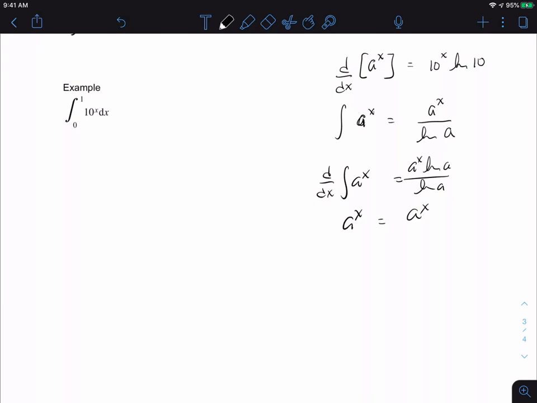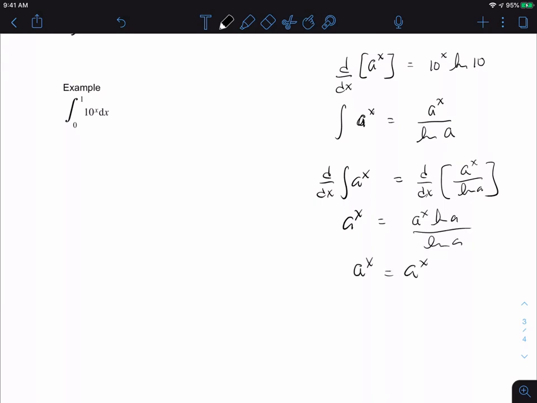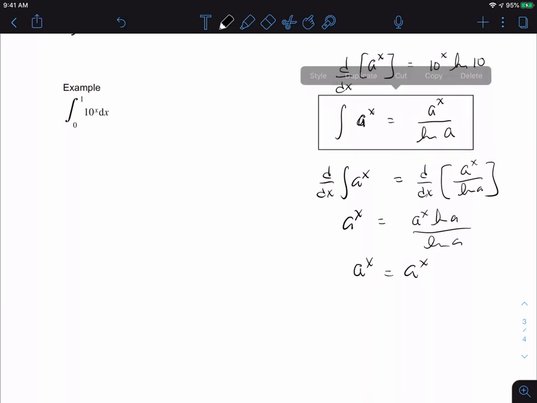Okay, just making sure. In fact, I should probably write my notation a little bit better for you guys, just to be consistent. Remember, ln of a is a constant, so I'm not worried about its derivative. So I'm going to get a to the x ln of a over ln of a, and that gives me that I, in fact, am right. That is the antiderivative for a to the x. So this here is the antiderivative rule for this, okay?